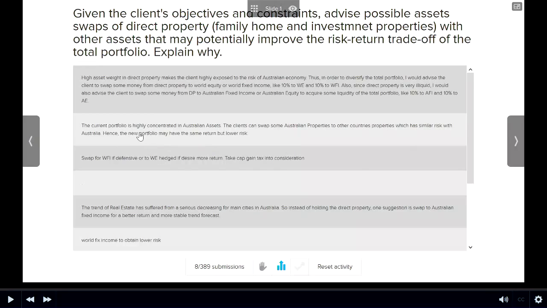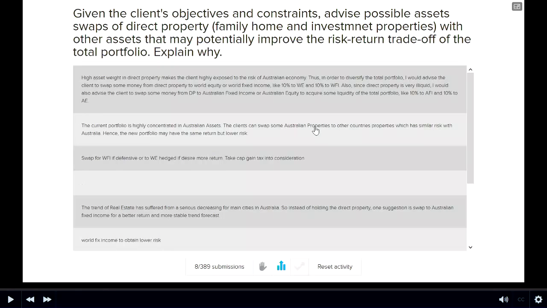And then the new portfolio may have the same return but lower risk. The lower risk, if that is replaced with lower Australian economic risk, is going to be much clearer in terms of you're trying to diversify the Australian economic risk. And with that answer in exam context, it's very likely in the exam I'm going to be very specific to ask you to discuss one risk factor or two risk factors.